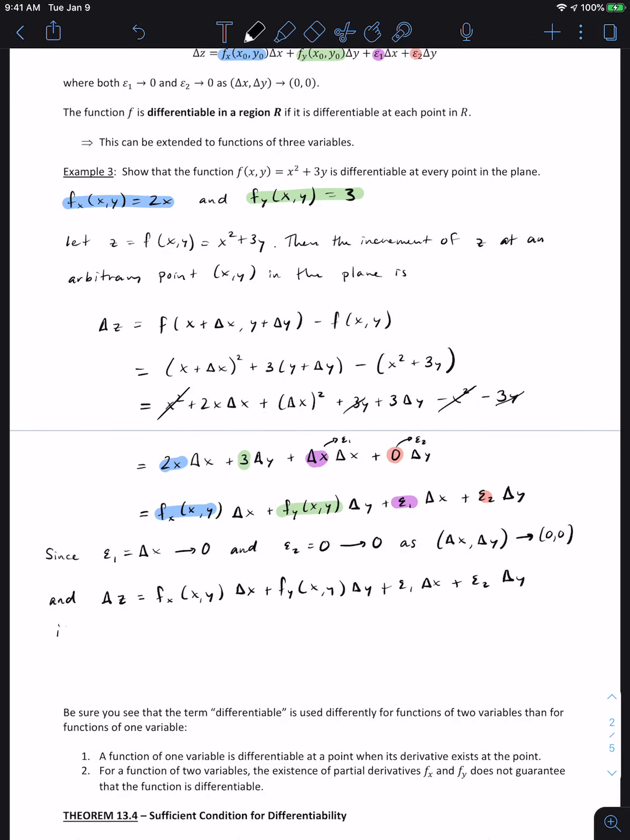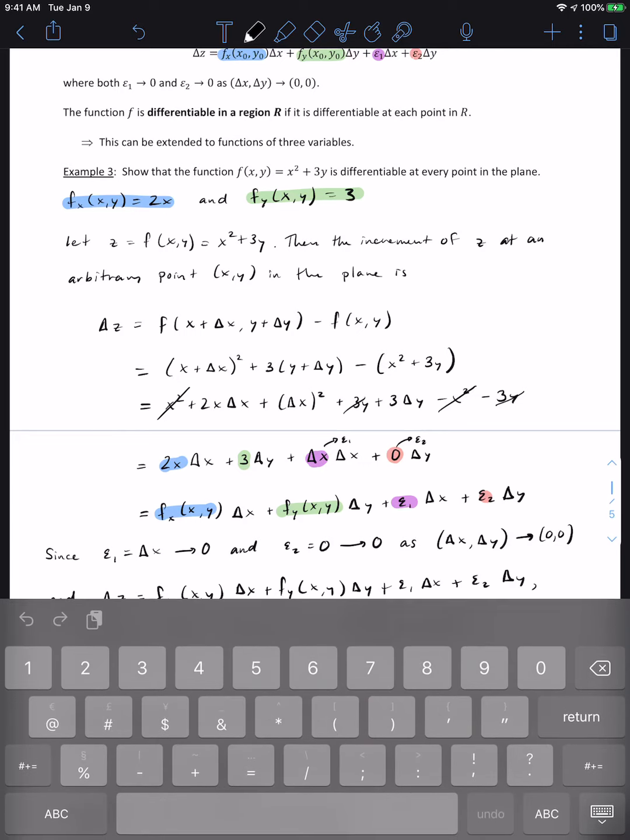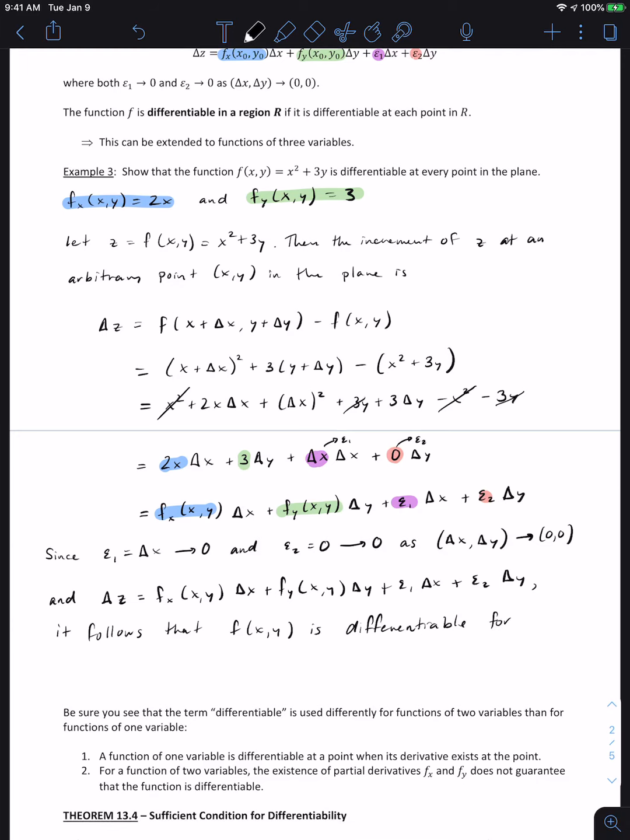It follows that f of x, y is differentiable, not just at the point x naught, y naught, but since we figured this out for every x and y, it's for every point. So it's differentiable at every point (x, y) in the plane, which is exactly what we wanted to show.